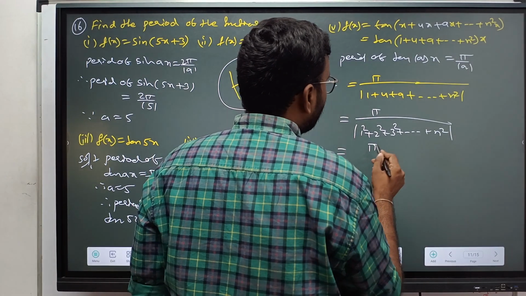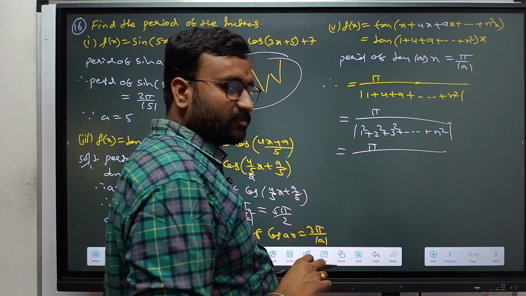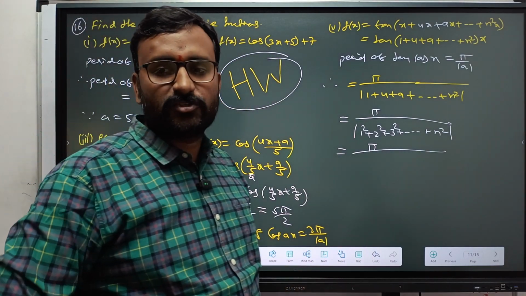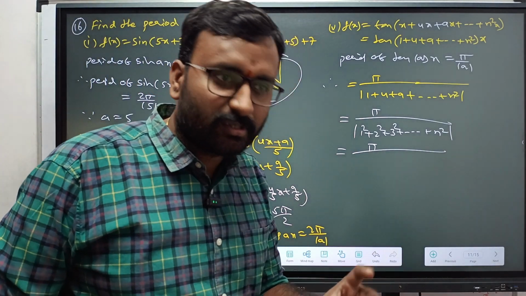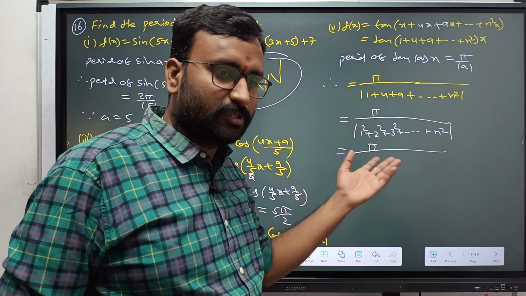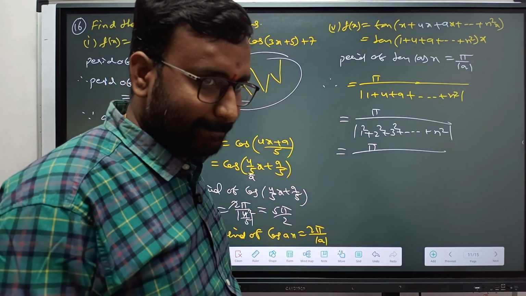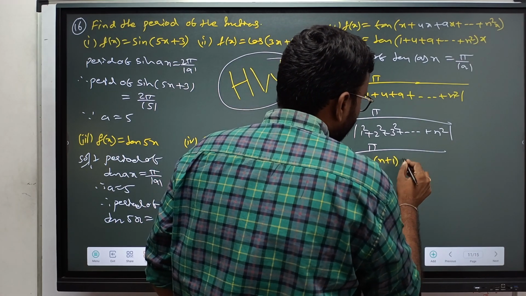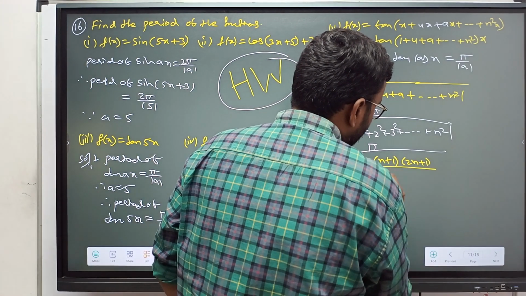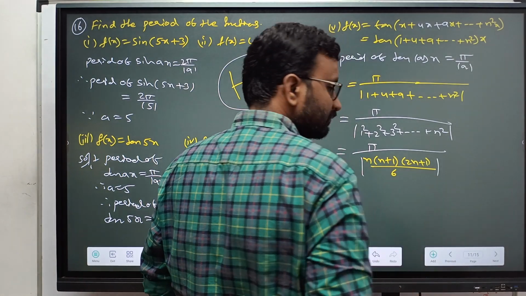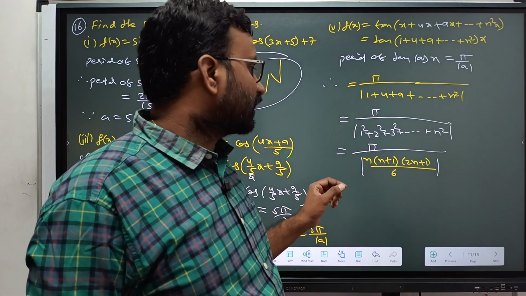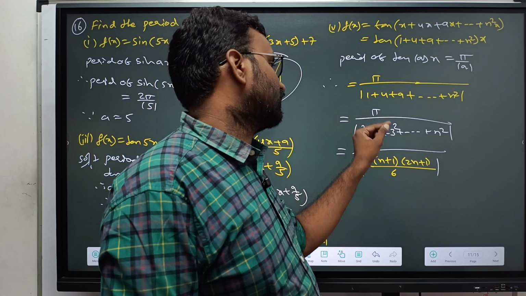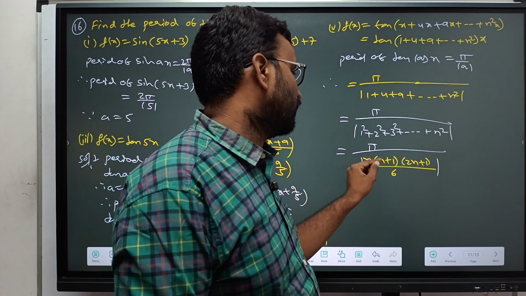So you know very well what is the sum of the squares of natural numbers. This is the first question in your mathematical induction. n into n plus 1 into 2n plus 1 by 6. Prove by using mathematical induction. 1 square, 2 square, 3 square, so on, n square is equal to n into n plus 1 into 2n plus 1 by 6.